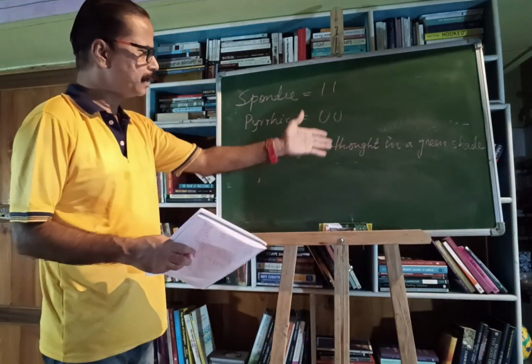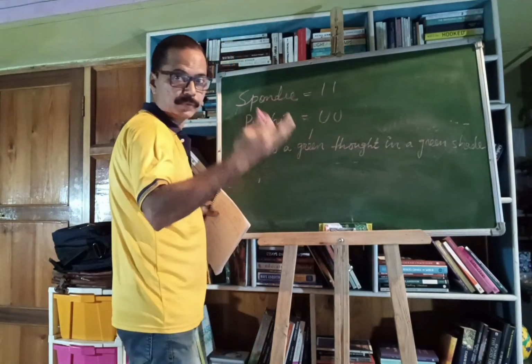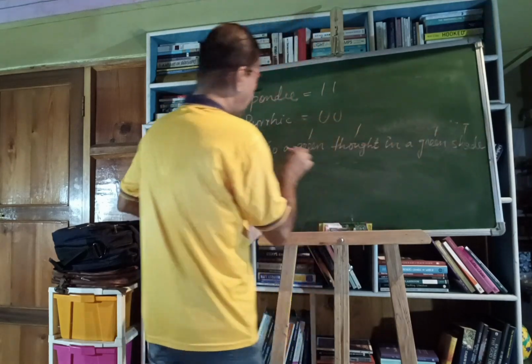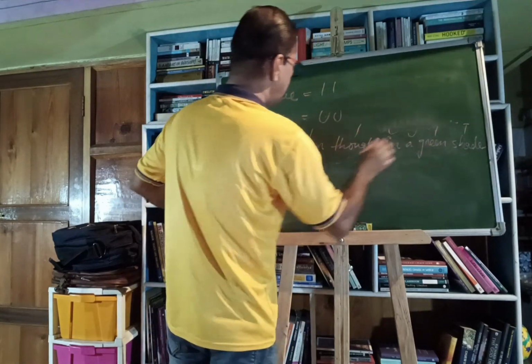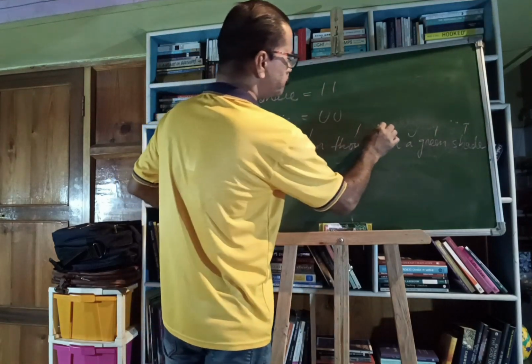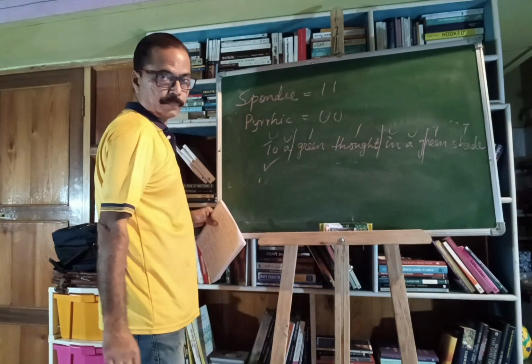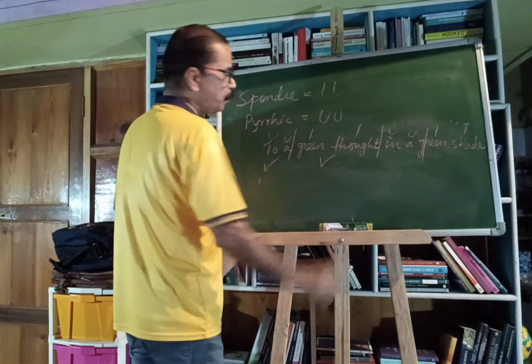So we at once know the stressed syllables will of course be green, adjectives, nouns, adverbs, verbs. Recall that. Green thought in a green shade. The other syllables, grammatical words, will be unstressed. So these are, this particular one is called pyrrhic, both unstressed, and this is spondy, both stressed.